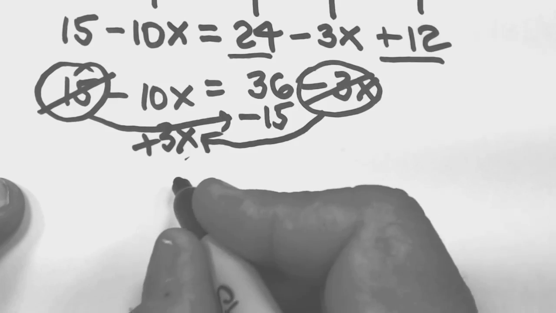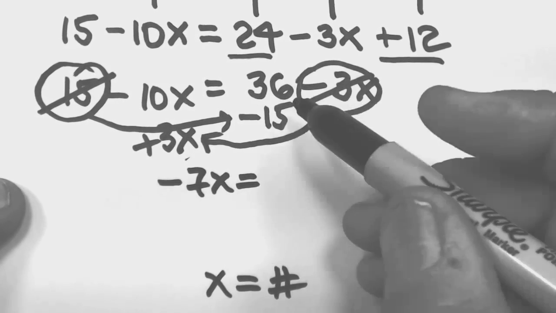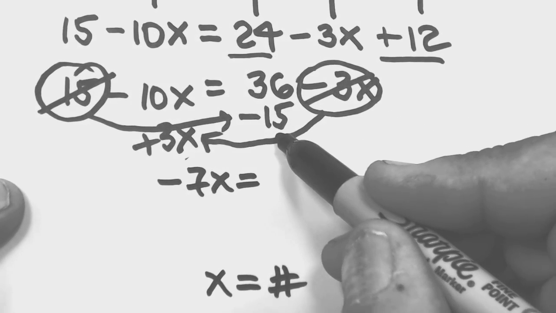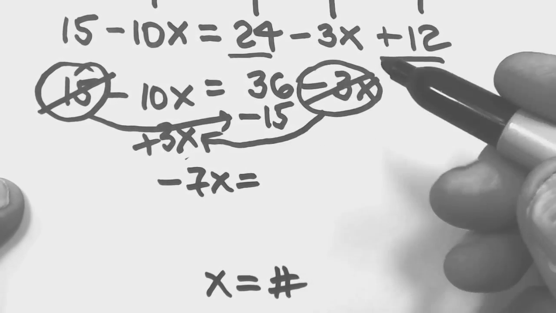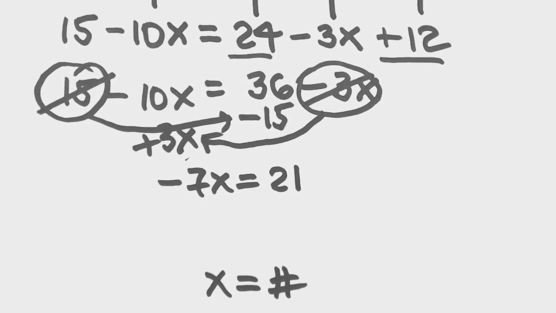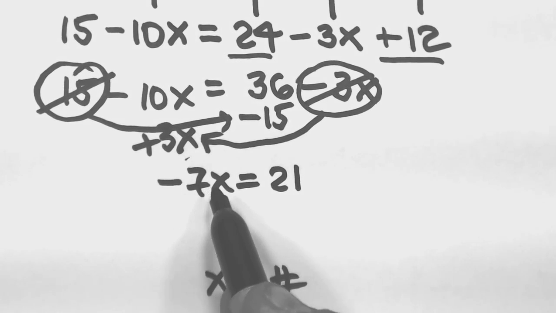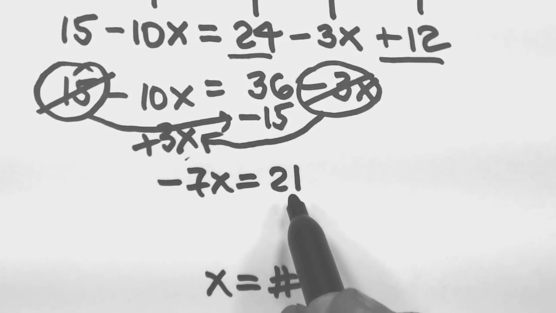Negative wins by 7. So I've got negative 7x equals, over here, plus 36 minus 15 gives me positive, I guess it's 21. Okay. Well, only one step away now from solving this. I've got negative 7 times x equals 21.